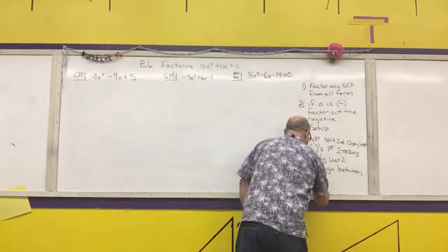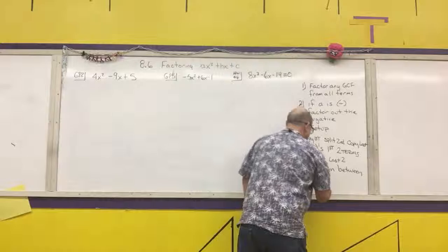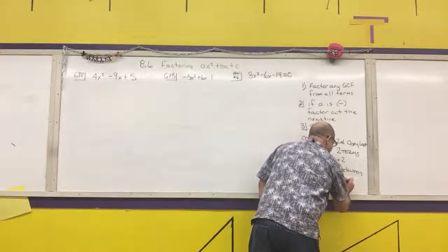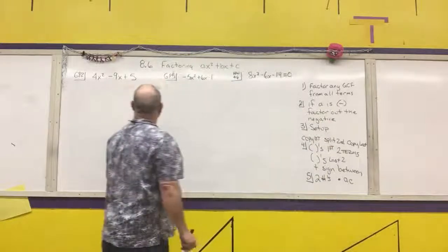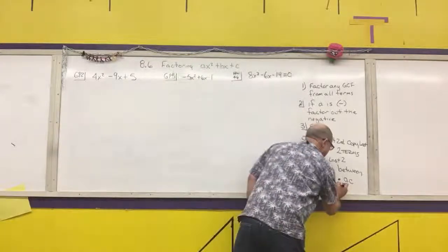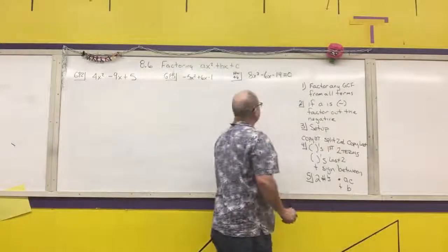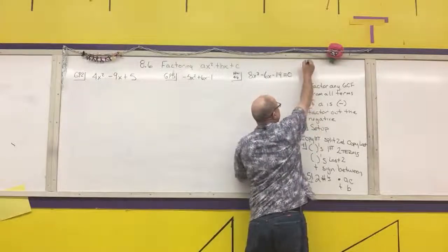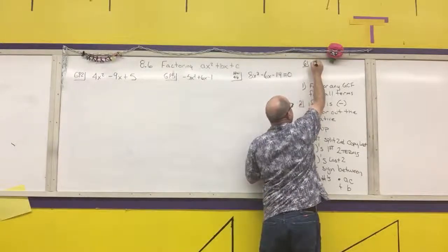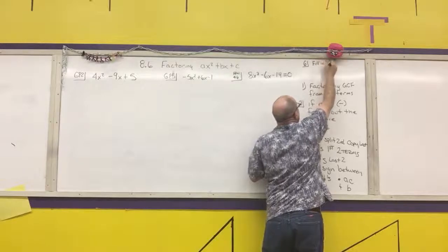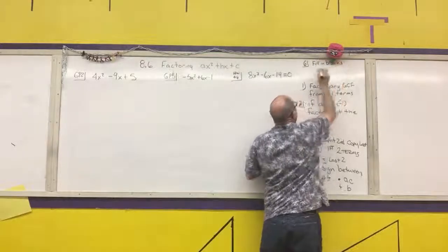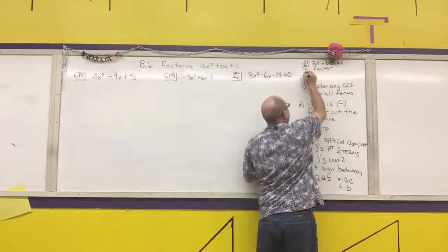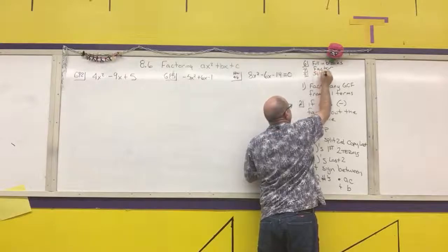And then step 5 is I want to find 2 numbers that multiply to A times C and that add to our B term. Step 6, we are going to take those 2 numbers, put them up here, and we're going to fill in the blanks. Seven, we're going to factor. And 8, solve if applicable.